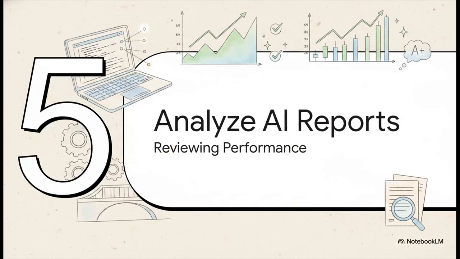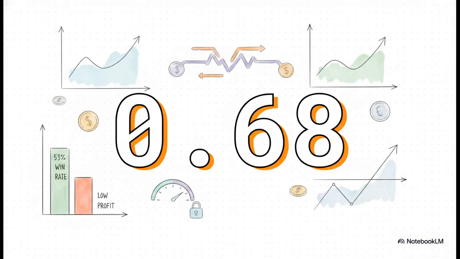Next up, Section 5, analyzing the AI reports. Once the code is written, the AI uses that MCP bridge we built earlier to actually run the backtest locally. It's effectively grading its own homework, and this brilliantly illustrates how it doesn't just code, it automatically generates a performance report highlighting a Sharpe ratio of 0.68. Now, if you're a beginner, the Sharpe ratio simply measures your return compared to your risk. The higher the number, the better.